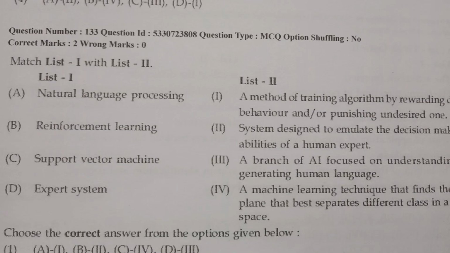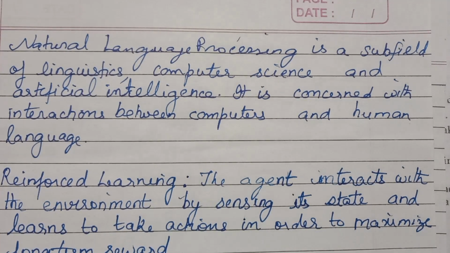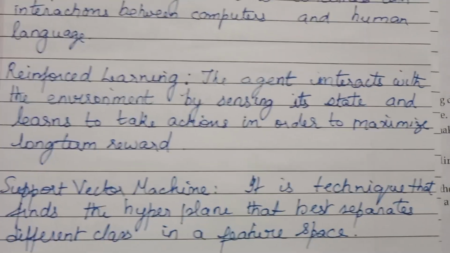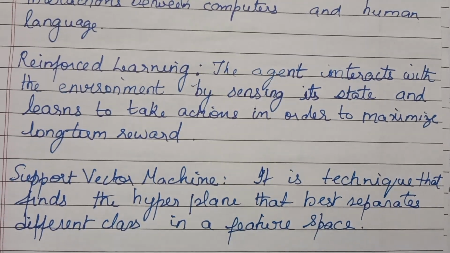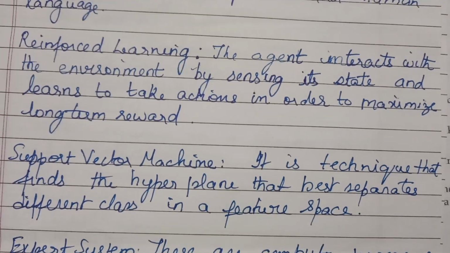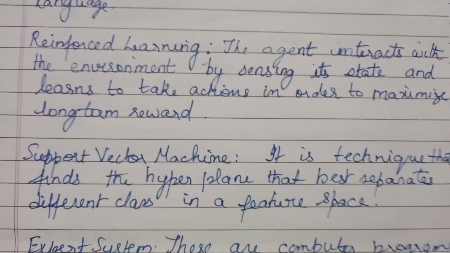Question number 133 is also a match with list 1 and list 2. Here you have natural language processing, reinforcement learning, support vector machine, and then expert system. Natural language processing is a subfield of linguistics, computer science, and artificial intelligence, and it has to do with the interaction between the computer and human language. Reinforcement learning: here the agent interacts with the environment by sensing its state and learns to take actions in order to maximize long-term reward. So we have many kinds of learning: supervised learning, unsupervised learning, and reinforcement learning.